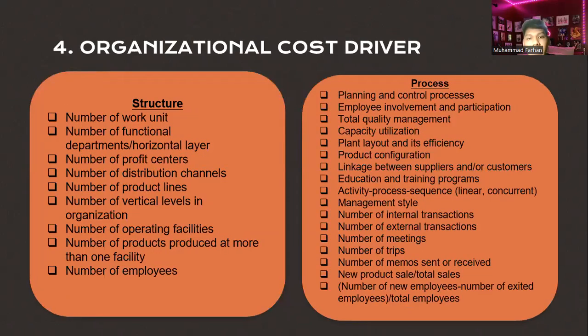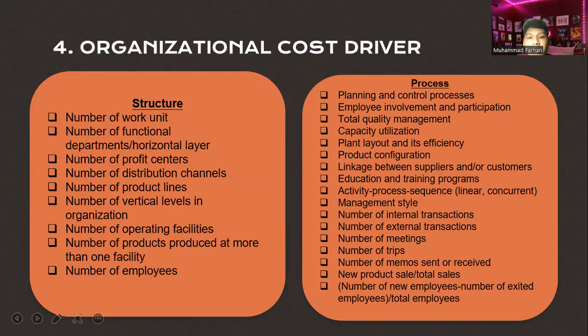Number four is organizational cost drivers. The structure is: number one, number of work units, number of functional departments or horizontal layers, number of profit centers, and next, number of distribution channels, number of product lines, number of vertical levels in organizations, number of operating facilities, number of products produced at more than one facility, and the last, number of employees.